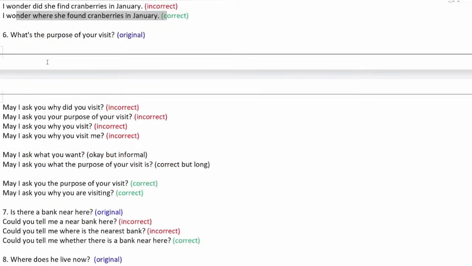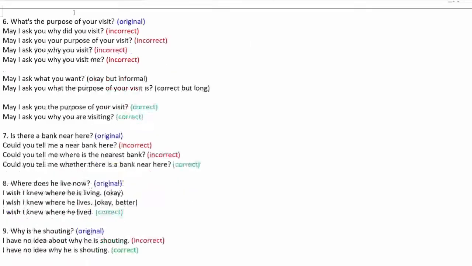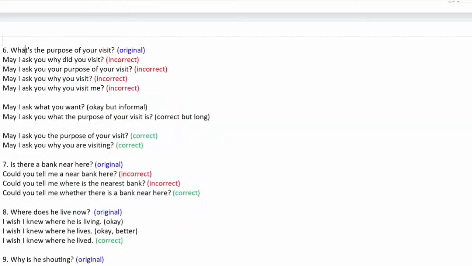Okay, number 6. What's the purpose of your visit? So that's the original sentence. Let's put it below. Okay, shifted it down. So what's the purpose of your visit? May I ask you, why did you visit? It's gone to past tense. May I ask you your purpose of your visit? Okay, it's not totally incorrect, but it's too long. Of course, it's his purpose or her purpose.